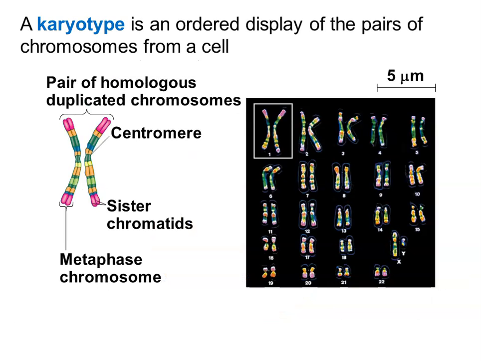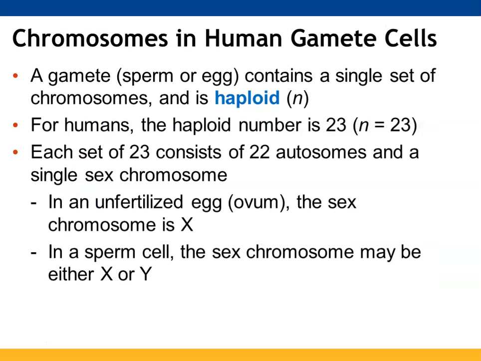Karyotypes are used to display these chromosomes. They're basically ordered from largest to smallest. Then you've got your centromeres, which are holding the two arms of the chromosome together. We tend to make a karyotype in metaphase, because that's when the chromosomes are lined up along the midplate. It's the easiest way to have them be as lengthened as they're going to be.